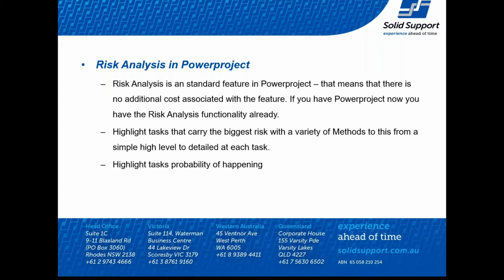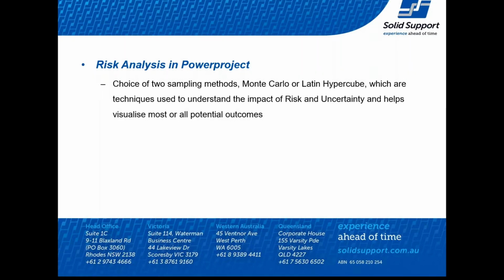Now, there are different methods of sampling. This is the algorithm that's used to actually run a risk analysis. We use the Monte Carlo simulation as a main function, which is what most people have heard of when people talk about risk. But you can also have the Latin hypercube, which is a Monte Carlo using the Latin hypercube algorithm.